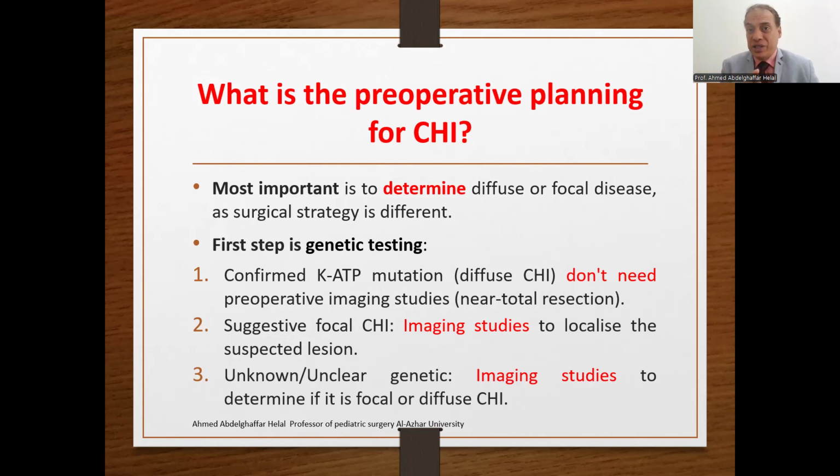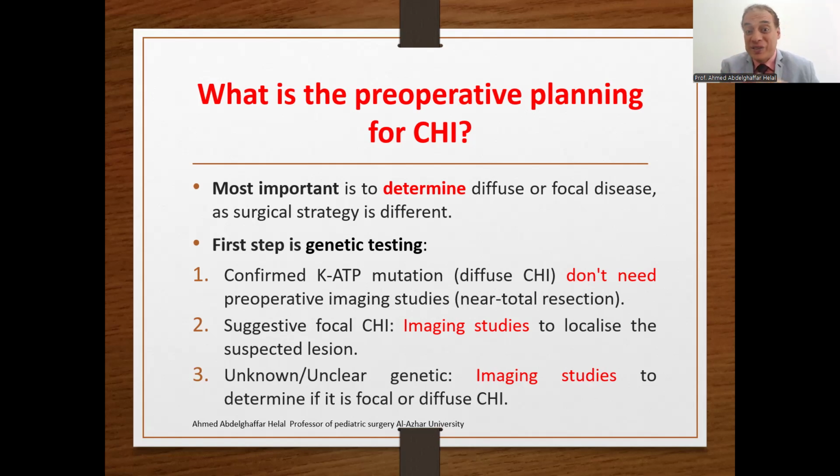If the genetics is suggestive of focal congenital hyperinsulinism, that is, there is only a focal area, there is a mutation in the paternal allele, the region 15 in chromosome 11 may be lost from the one inherited from the mother, and there is adenomatous enlargement in the size of these cells.